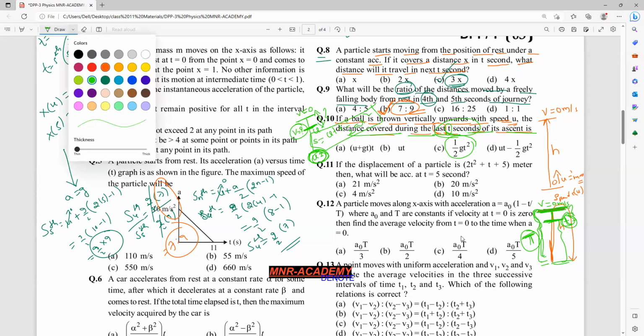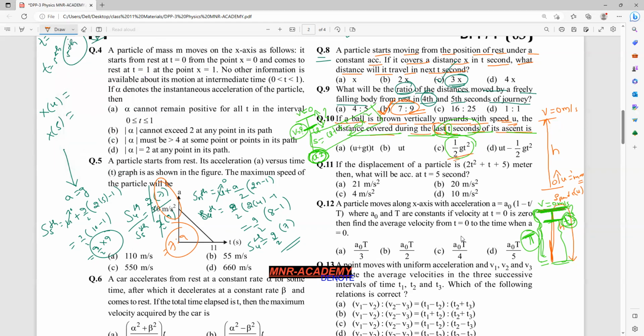Yes, sir. Okay, so that is what. It is half g t square. That is what you have to remember. So this is about question number 10. Next, question number 11 is again a very simple question.